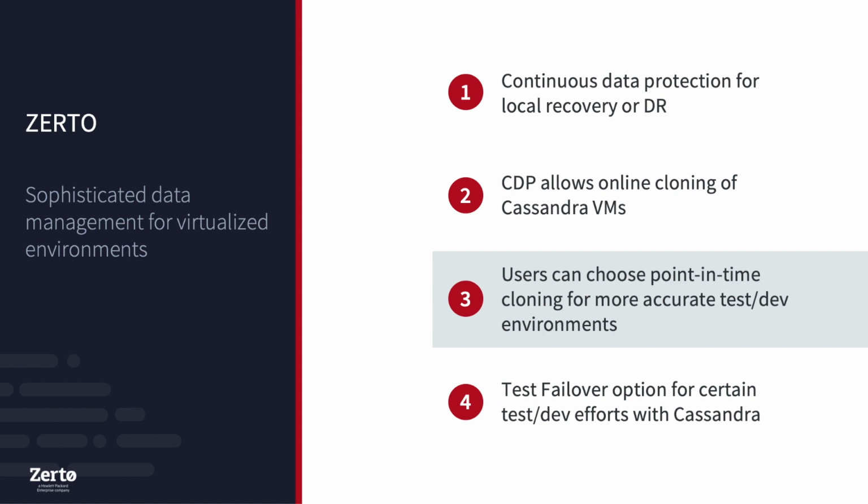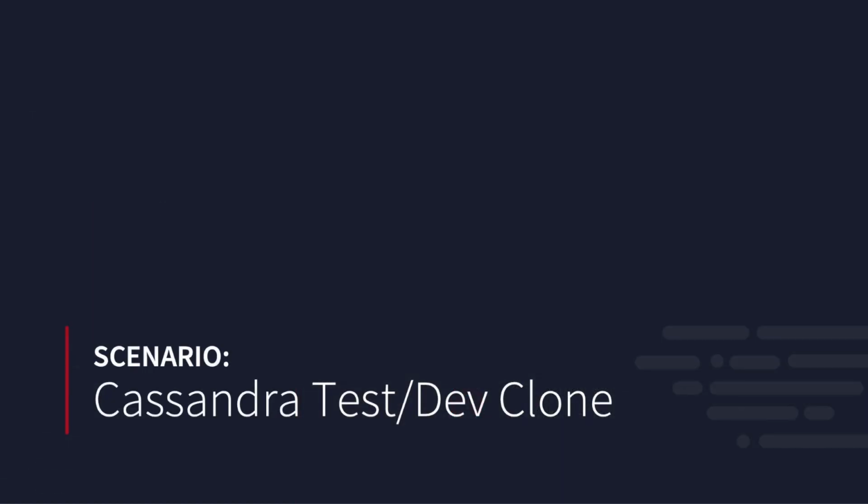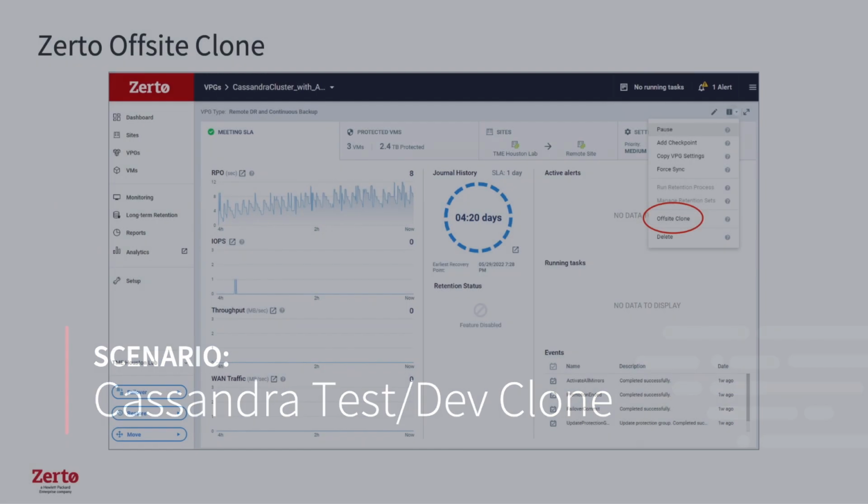So that database that's been running poorly since last week can be analyzed using that clone, all without impacting the production instance. For a simpler option, when external traffic to the test dev VM isn't needed, Zerto users can deploy the Cassandra cluster using the test failover feature, which can spin up and spin down the VMs using only the Zerto web interface. Let's take a closer look at how Zerto can help create this clone.